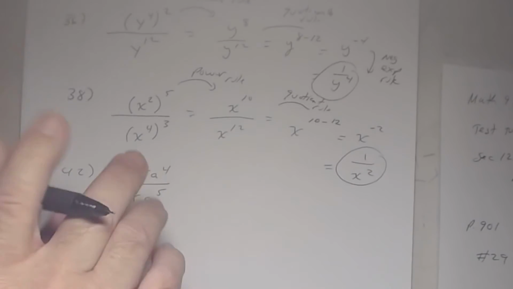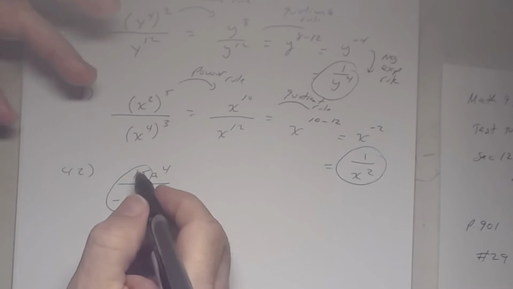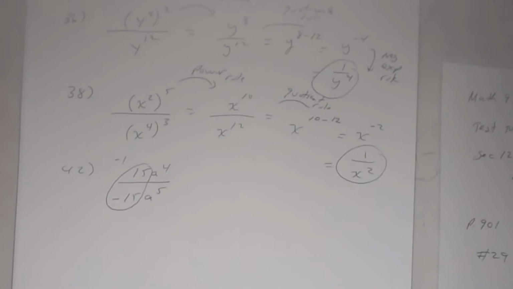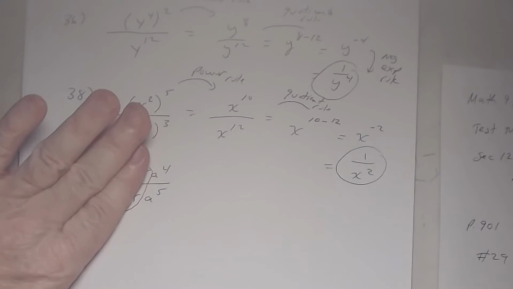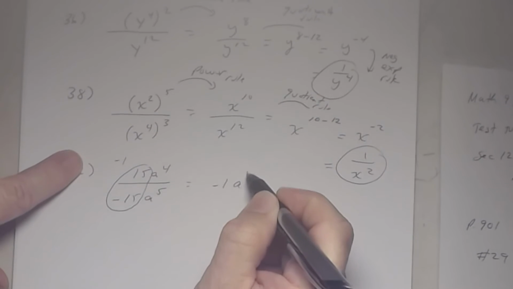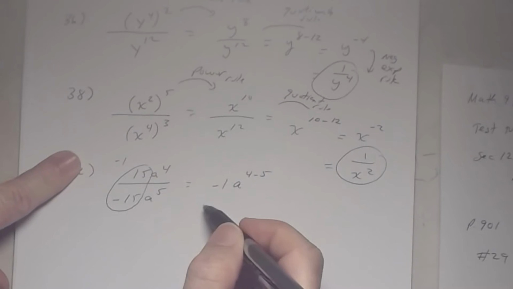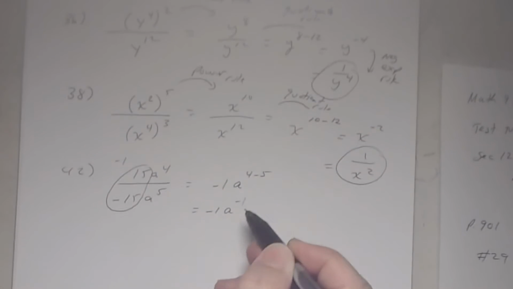Negative 1. All right, so basically, because 15 divided by 15 is 1, 15 divided by negative 15 is a what? Negative 1. All right, so I dealt with the coefficients first. Now I'm going to cover this up, and now look at what we have left. What rule are you going to use here? Quotient rule. Okay? So do you agree this becomes negative 1 times a to the 4th subtract 5? Yeah. All right. So what's 4 subtract 5, though? All right, so look at what we have. We have negative 1 times a to the negative 1, right?